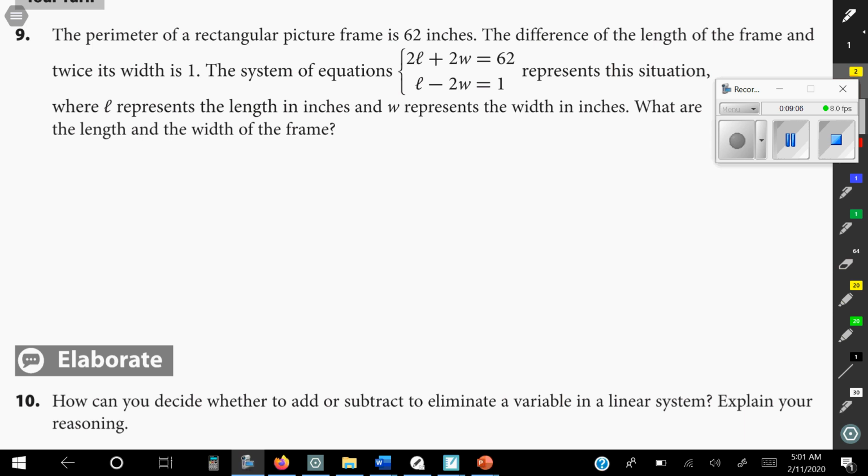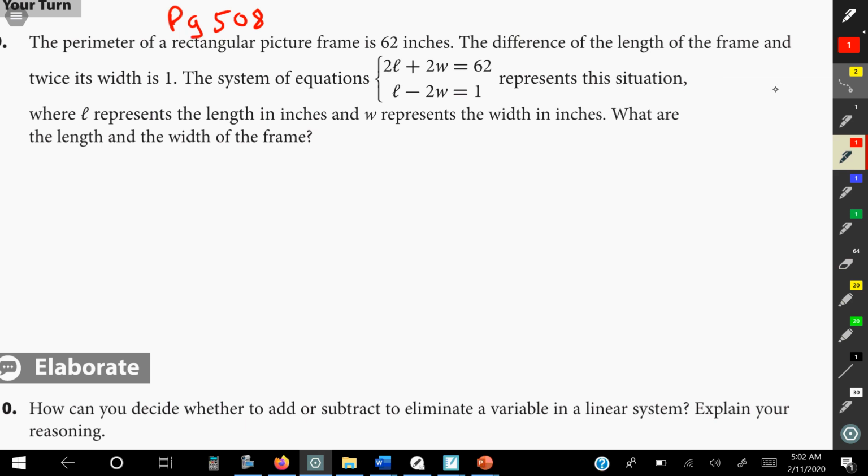Okay, so here's a word problem dealing with system of equations. And in this word problem, it says the perimeter of a rectangular picture frame is 62 inches. The difference of the length of the frame and twice its width is 1. The system of equations 2L plus 2W equals 62, and the length minus 2 times the width equals 1 represents this situation. Where L represents the length in inches and W represents the width in inches. What are the length and the width of the picture frame? So they give you the equations here, and we're just going to use the elimination method to solve it.